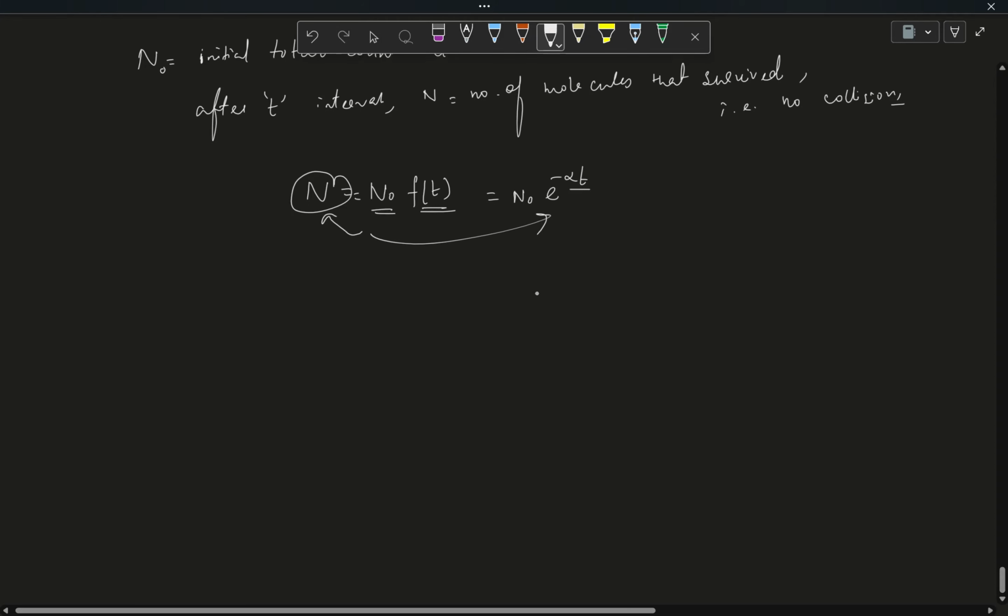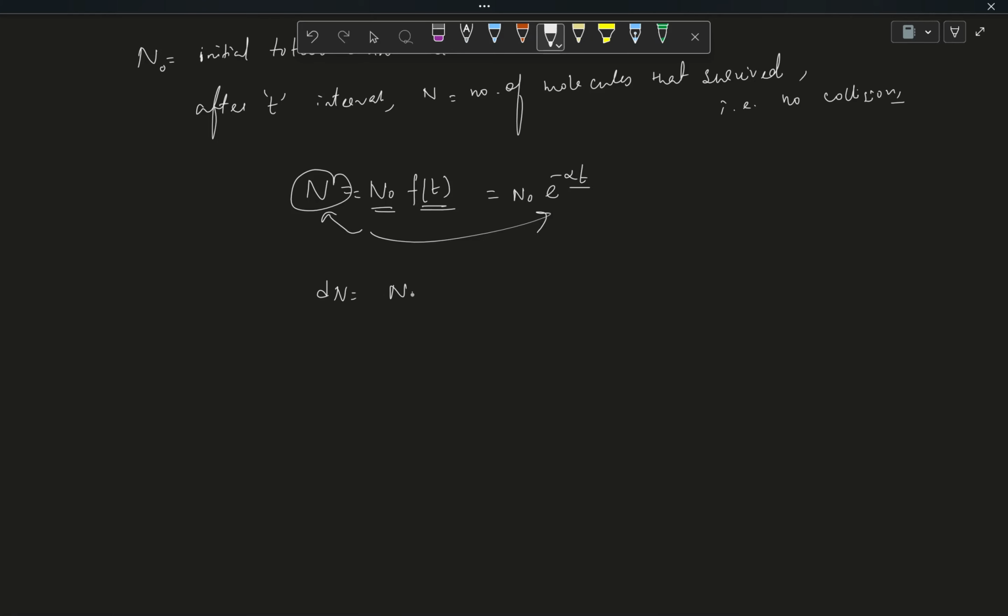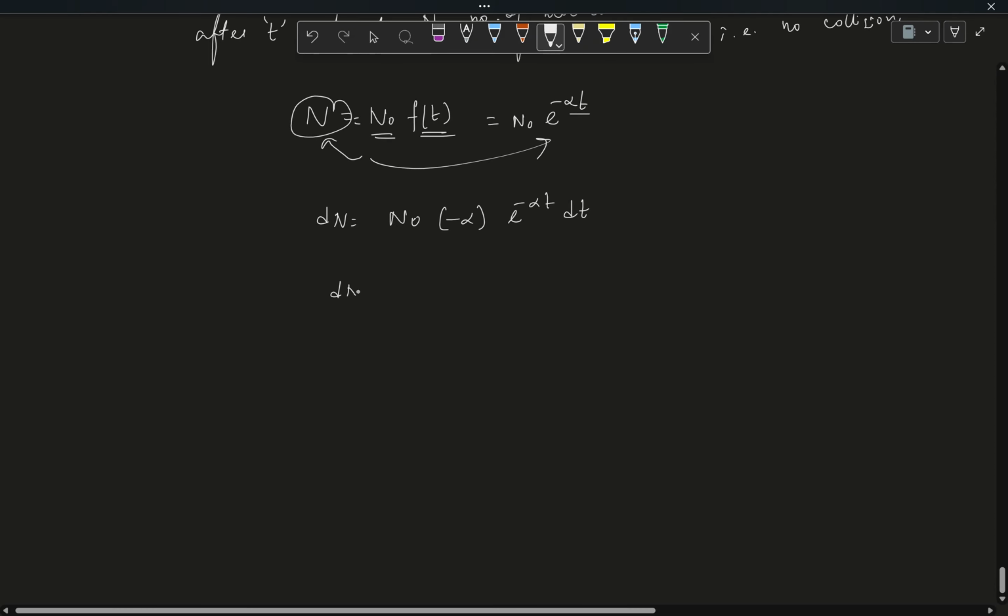So if this is this, then your dn, if you take a differentiation on both sides, that is n naught is a constant, so no differentiation on n naught, then minus alpha e to the power of minus alpha t dt. This is the derivative you have taken. So your dn, because dn is a number of molecules, so a certain number of molecules, it cannot be negative, so you have to take a mod sign.